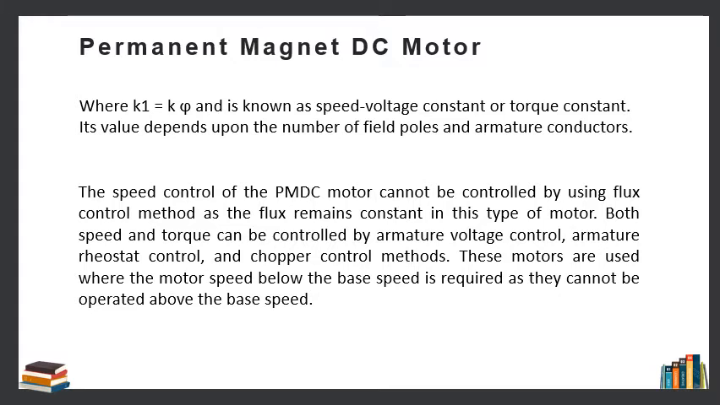The speed of a permanent magnet DC motor cannot be controlled by using the flux control method. As the flux remains constant in this type of motor, both speed and torque can be controlled by armature voltage control, armature rheostat control, and chopper control methods. These motors are used where motor speed below the base speed is required, as they cannot operate above the base speed.